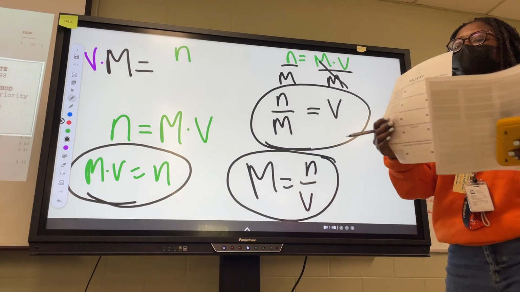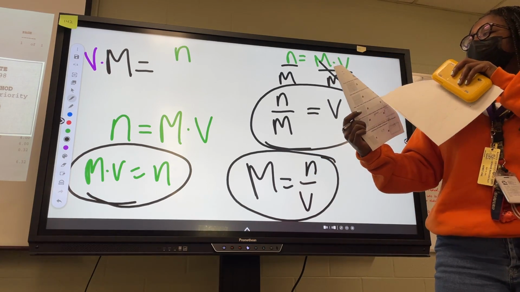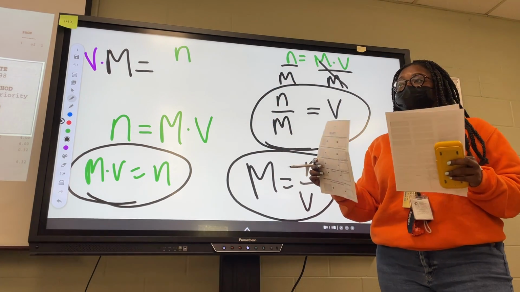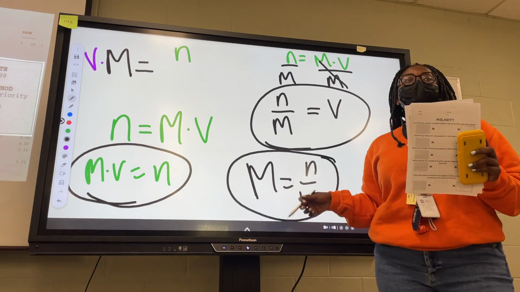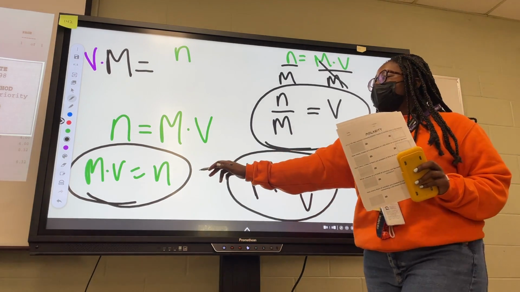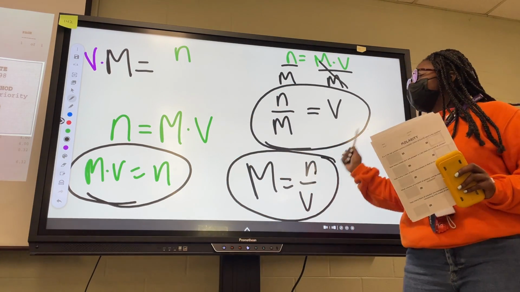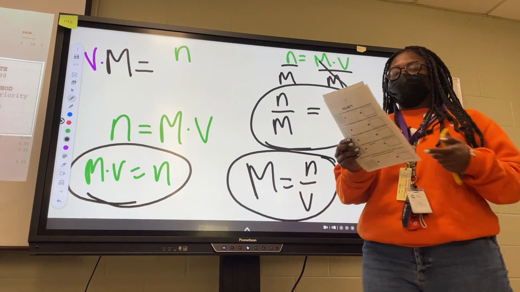Now, the problems on the back of this sheet, you are going to plug in your information into your three different formulas. You have your formulas, just plug and chug, kids. On your moles one, when you're solving for moles, you're multiplying. Volume, you're dividing. Molarity, you're dividing.